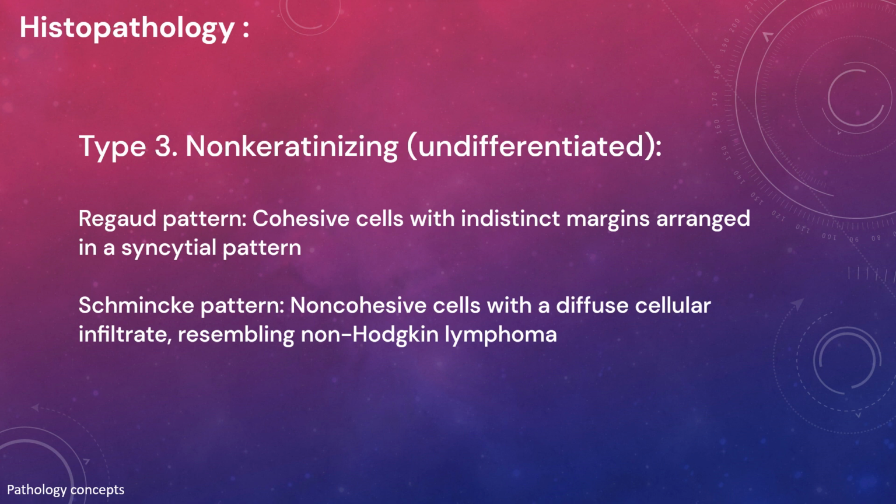First is Regaud's pattern, the cohesive pattern with distinctive margins arranged in a syncytial pattern, and Schmincke pattern, non-cohesive cells with a diffuse cellular infiltrate resembling non-Hodgkin's lymphoma.